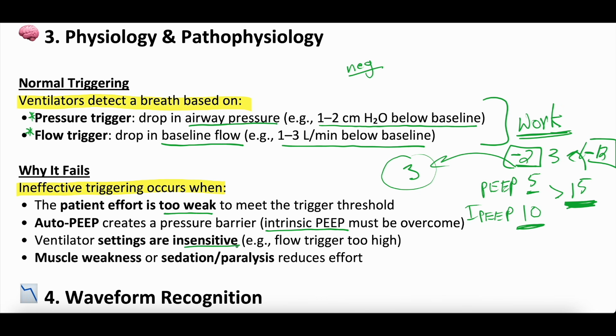Ventilator settings are too insensitive. You essentially just set your triggers too high. That can lead to ineffective triggering. You need to be a little more liberal, a little easier going on your either flow or pressure trigger. And then muscle weakness or sedation paralysis obviously reduces effort and can lead to ineffective triggering. So really, a lot of these are, I think, the two categories. One is patient-centric, and that is the patient is too weak, or there's too much sedation. And the other ones are ventilator-centric, aka AutoPEEP is building up, or the ventilator settings are too insensitive from where their triggers are set, either pressure or flow trigger.